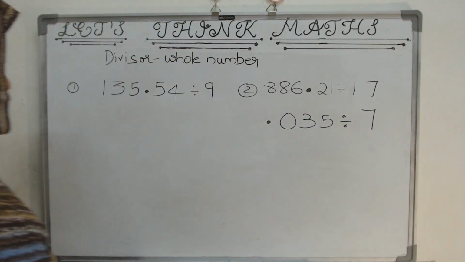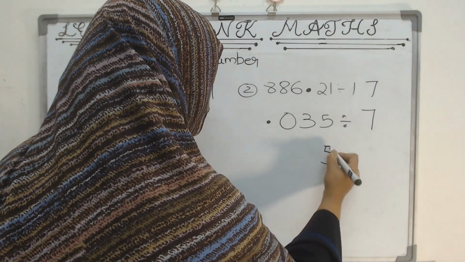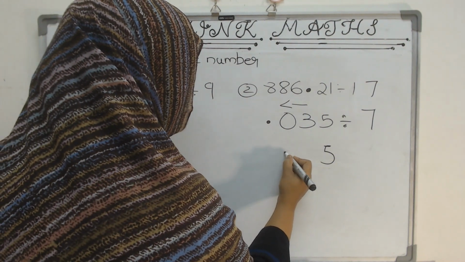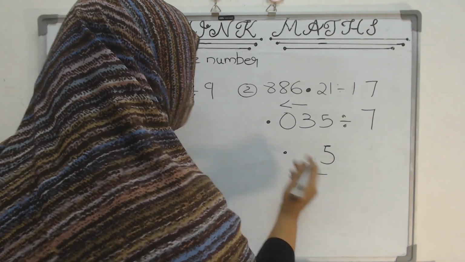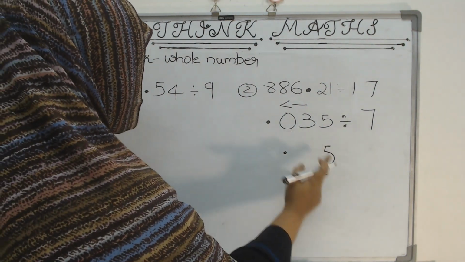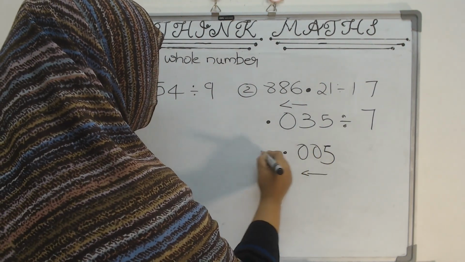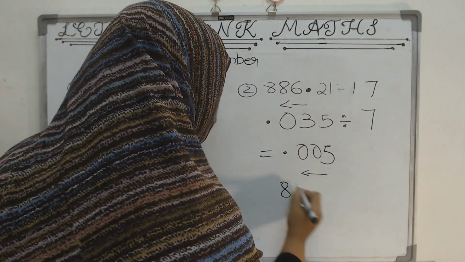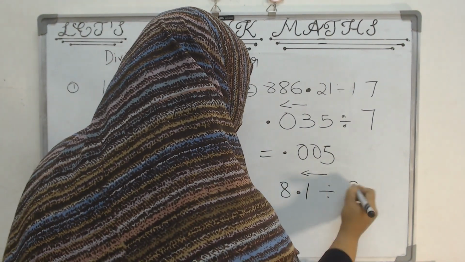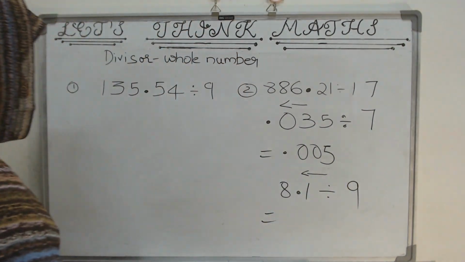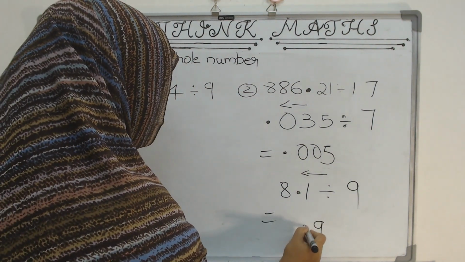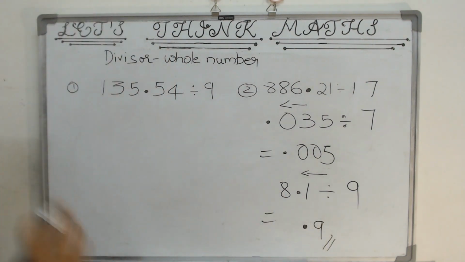What is 35 divided by 7? The answer is 5. Now, in the dividend, count the number of digits in the decimal place. Your answer also needs to have the same number of digits in the decimal place. 1, 2, 3. 1, 2, 3. There. This is your answer. One more example. What is 81 divided by 9? The answer is 9. After the decimal point 1 digit. So this is your answer. This is the shortcut method.